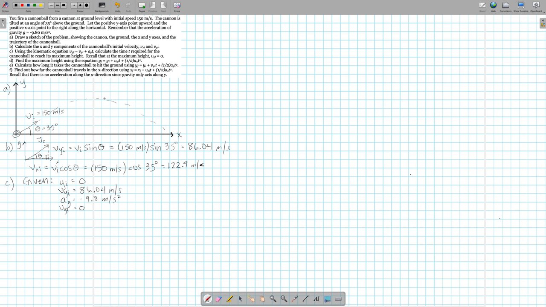It momentarily has 0 velocity vertically. It still has horizontal velocity. In fact, during this entire motion, the horizontal velocity, the x component, stays the same. That's because there's no x acceleration. There's no change in the horizontal velocity. But the vertical velocity is changing.